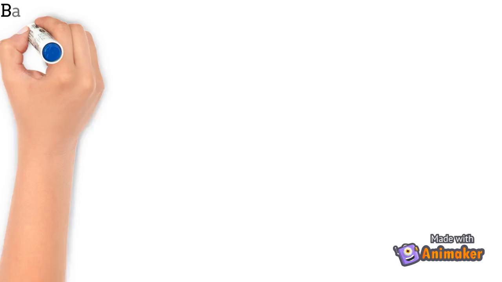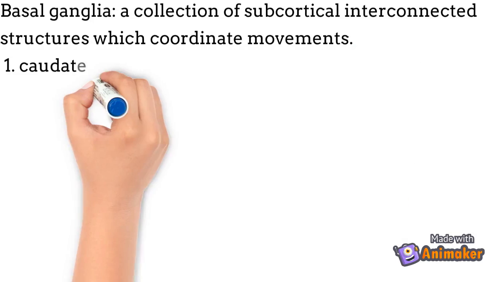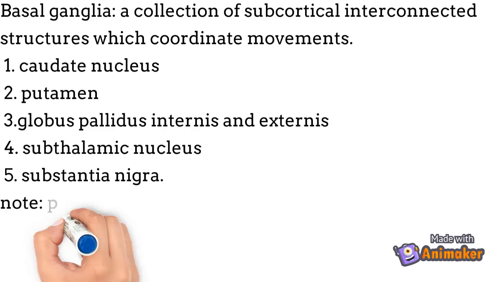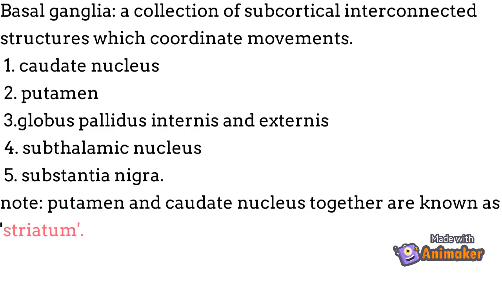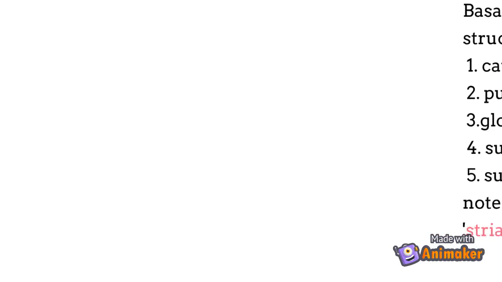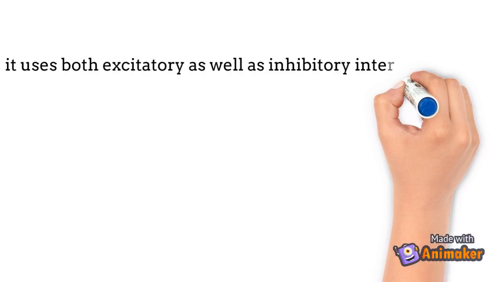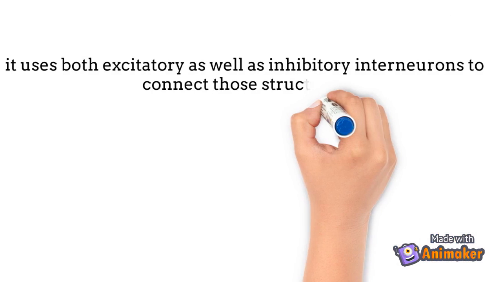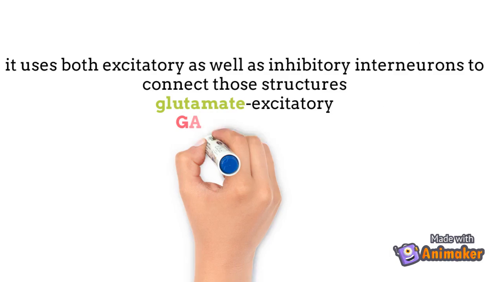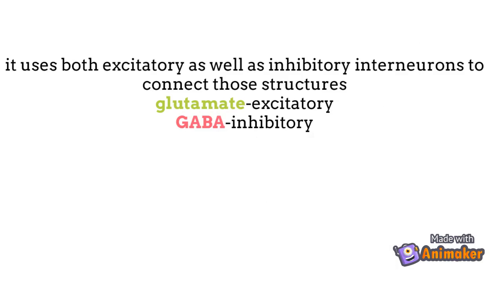Before proceeding into the treatment, let us firstly understand in brief what is actually being affected in the disease. Basal ganglia is the structure which dominantly controls movements. It uses both excitatory as well as inhibitory interneurons to connect those structures. Glutamate excitatory interneurons, GABA inhibitory interneurons.